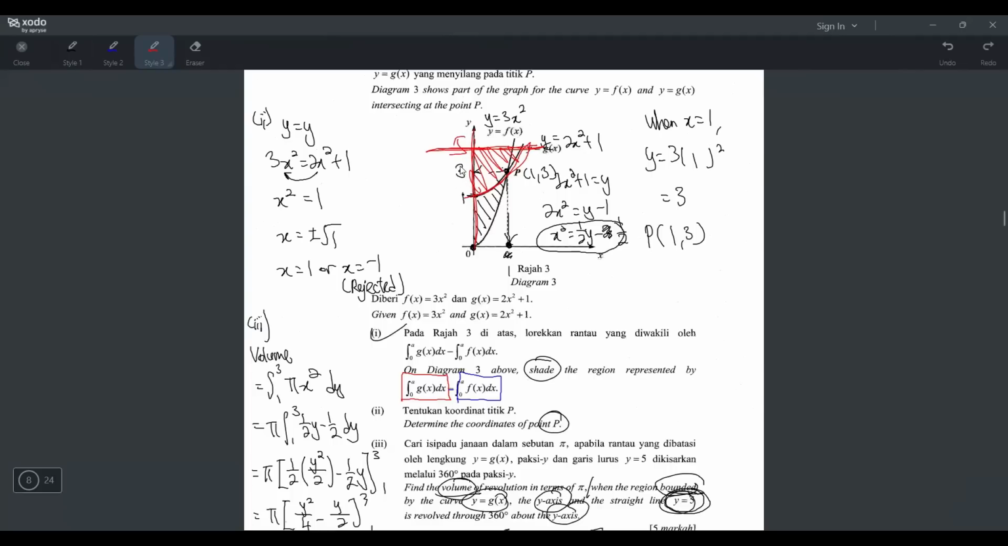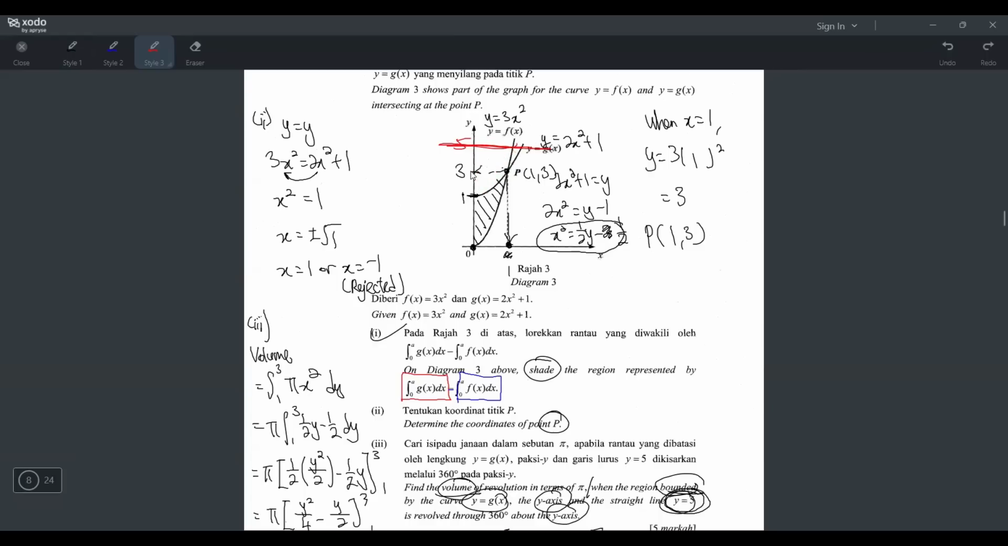Okay, but don't shade in the exam, because it will affect your answer. Because just now, the first question, they ask you to shade, right? So if I shade now, then later, it will affect my question 1 answer. So I will not shade. But I will remember the region is like this, right?